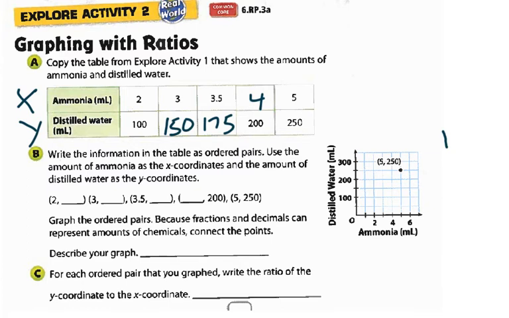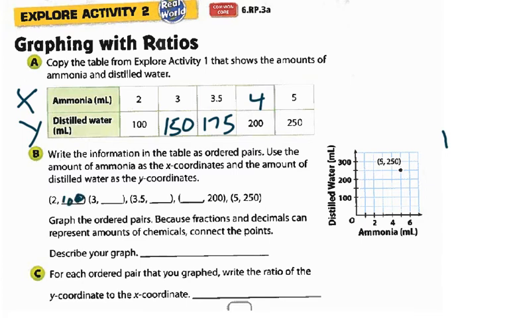So part B says, write the information in the table as ordered pairs. Use the amount of ammonia as your X coordinate and the amount of distilled water as the Y coordinate. So they filled in some of the coordinates for us. So now we're just taking the information from the table and creating ordered pairs. Okay, so that's pretty easy. You've done this before. You just didn't know that you were creating ratios when you were doing this in the past. So our first set of ordered pairs is going to be 2 and 100.